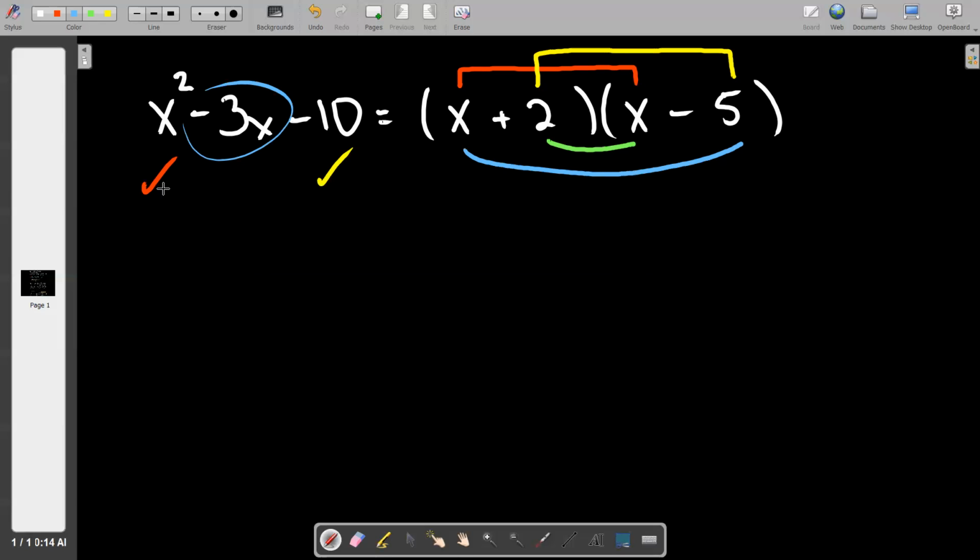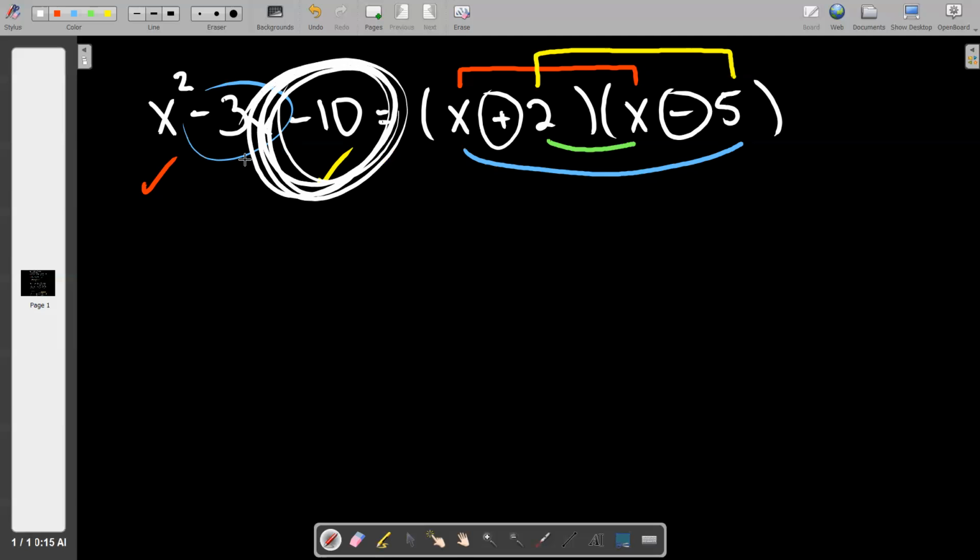You understand that one of them had to have a plus and one of them had to have a minus like this and like this because they multiply to make negative 10. And the only way to multiply to make a negative is with one of each. Sure, man.